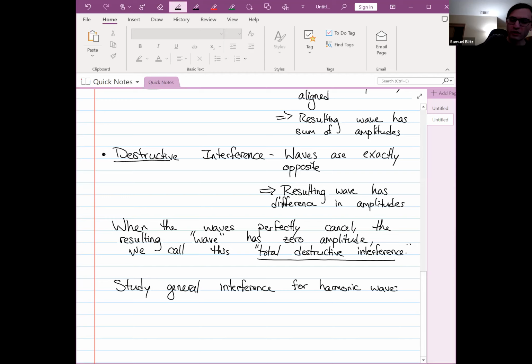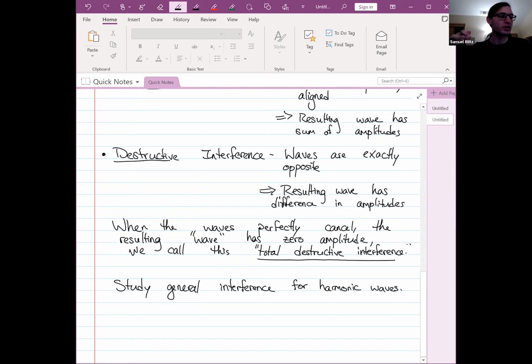So what we're going to do is try to come up with a formula that basically interpolates between the case where you have total destructive interference and perfect constructive interference. When the waves are aligned, you're going to get twice the amplitude, right? And when the waves are perfectly anti-aligned, you'll get 0 amplitude. So the amount of amplitude that you get should change with how aligned the waves are. And we're going to try to understand that.